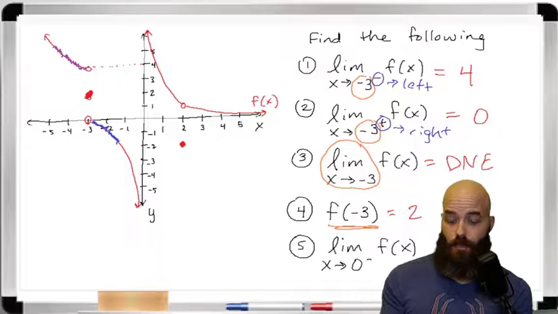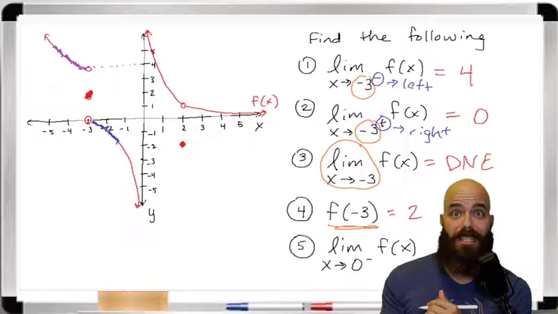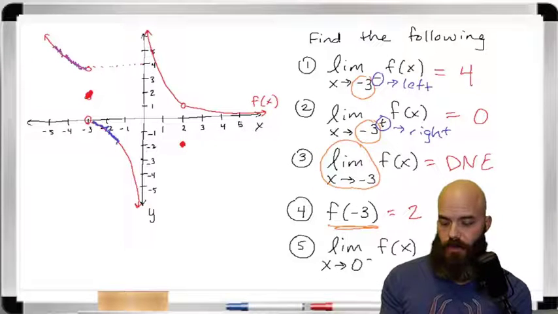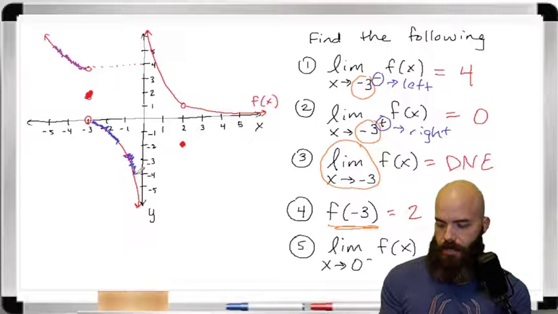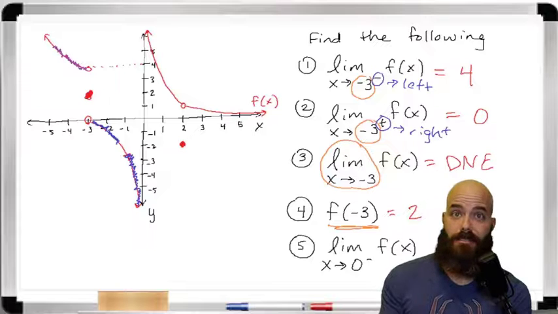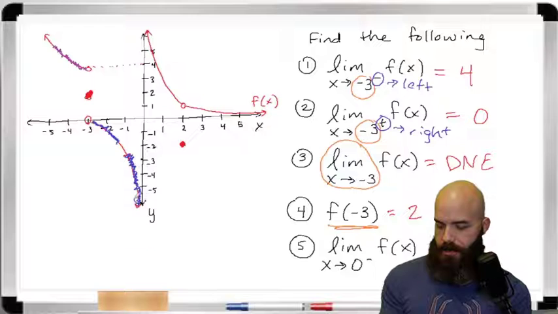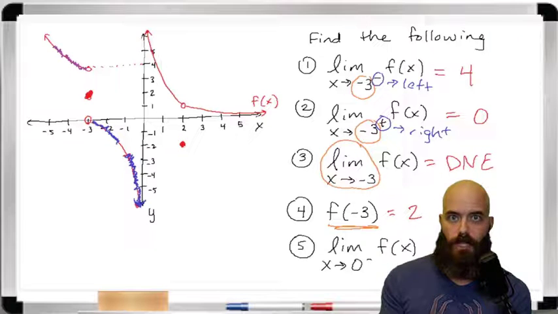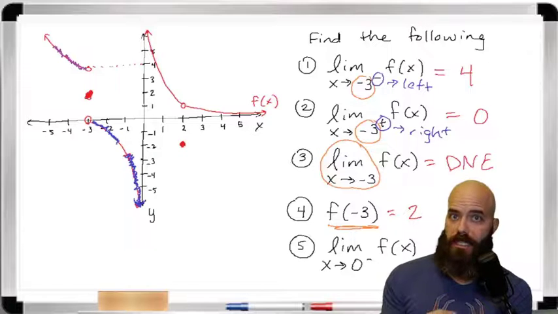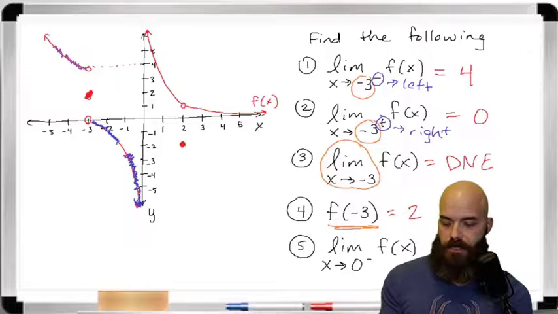Number 5 is asking, what is the limit as x approaches 0 from the left side? So 0 is the y-axis. As I get closer to 0, let's change my color. From the left side, notice my function begins to decrease very, very rapidly. And so what happens here is there seems to be a vertical asymptote at x equals 0. And so as I get closer to 0 from the left side, my function value actually starts to approach negative infinity.